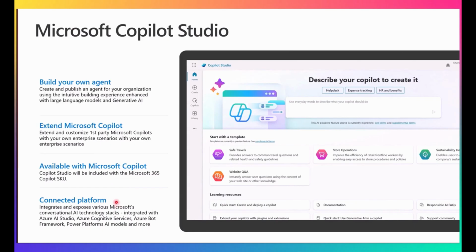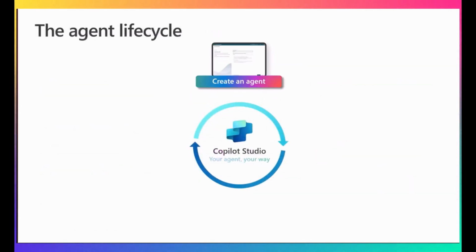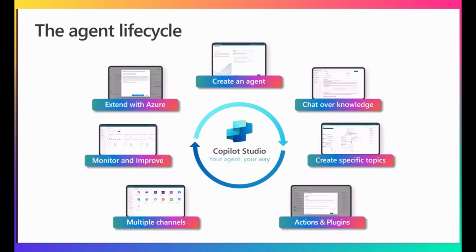Microsoft Copilot Studio is a built-on connected platform. It integrates with Azure AI Studio, Azure Cognitive Services, the Bot Framework, and Power Platform AI models, enabling a robust and scalable foundation for conversational AI. Microsoft Copilot Studio also includes some predefined templates for sales, travel, store operations, and website Q&A. There are much more. We'll talk about that later in our demo time. Let's talk about the agent lifecycle.